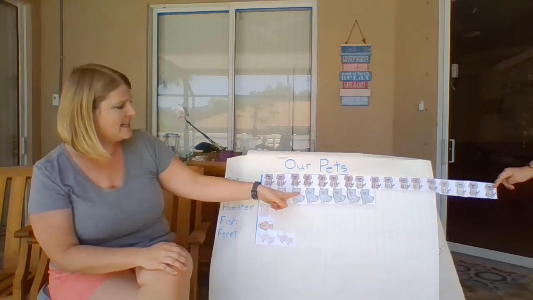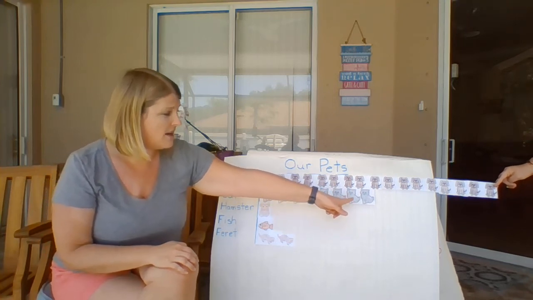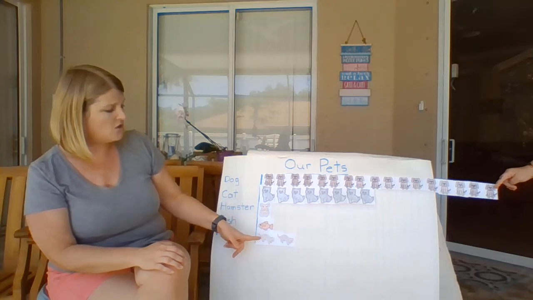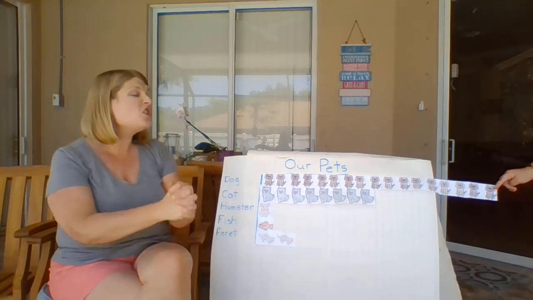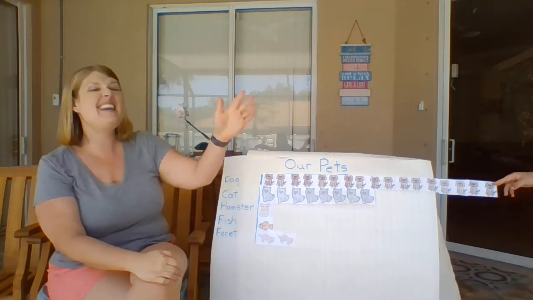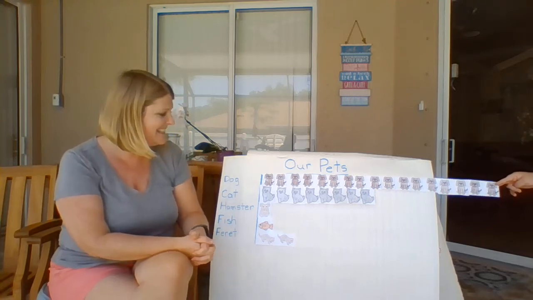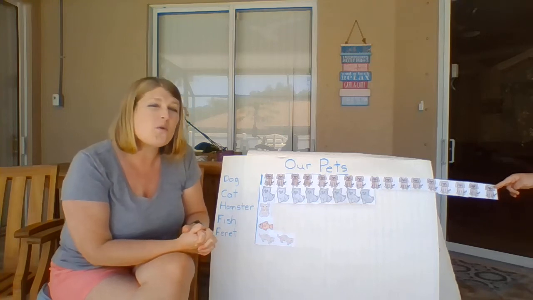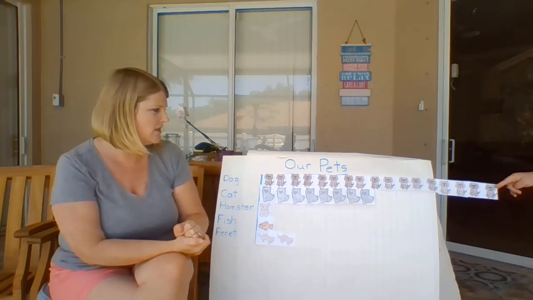18, 19, 20, 21, 22, 23, 24, 25, 26, 27, 28, 29. We have 29 pets in all in our classroom. Wow, that's a lot of pets, isn't it? Look at that information. All right, so now I'm going to ask some comparing questions.